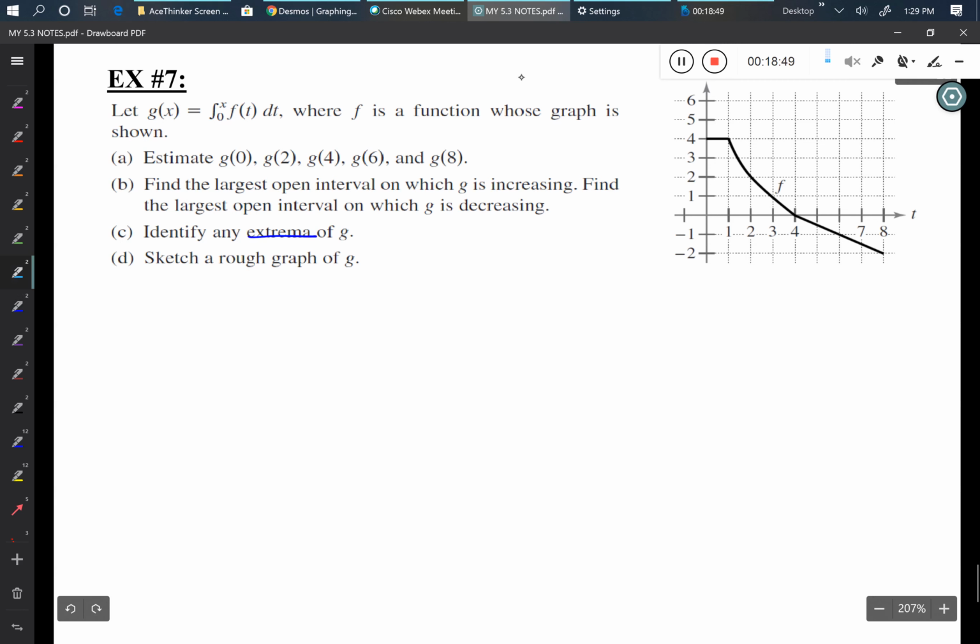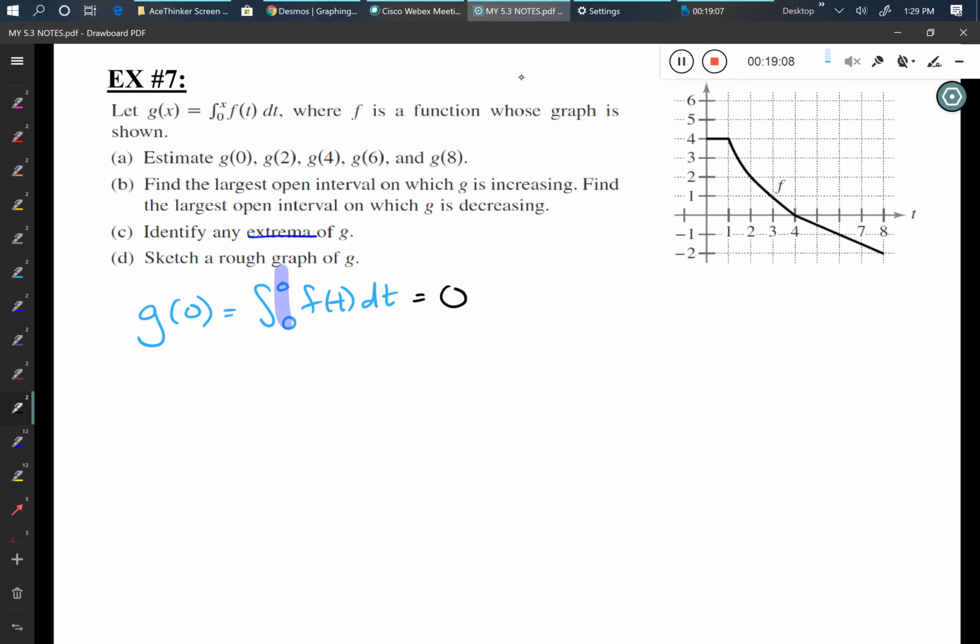Okay, well, we can do this. So what does g of 0 mean? Well, just going back to the definition, that's the integral from 0 to 0 of f of t dt. Since the lower limit and the upper limit are the same, the value of that integral is 0.